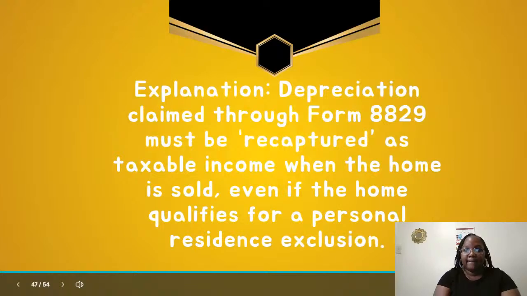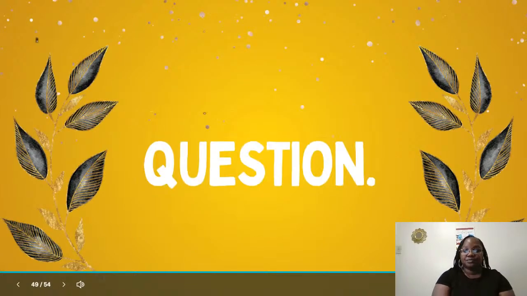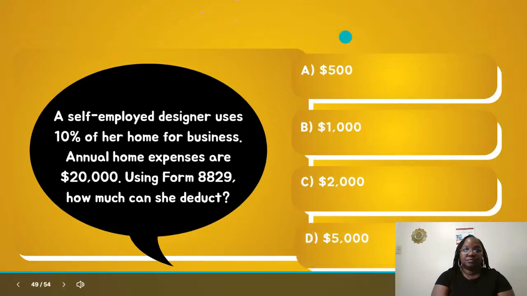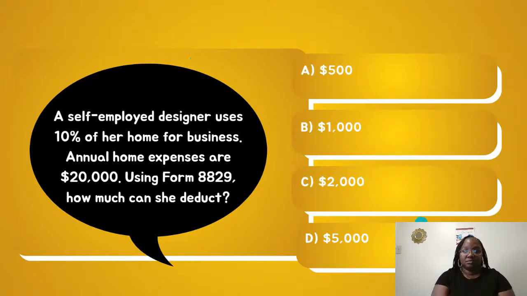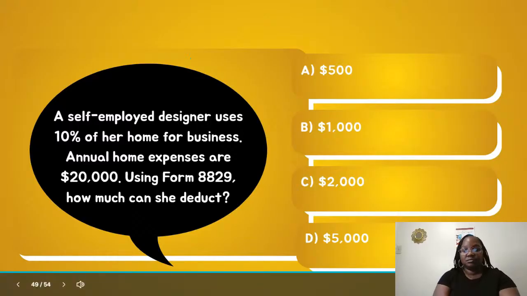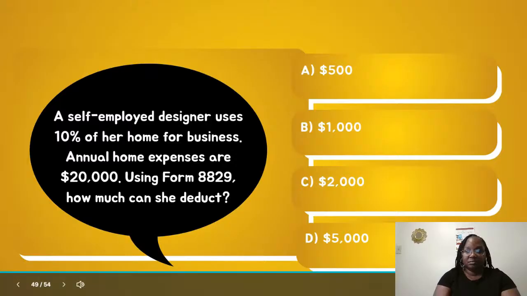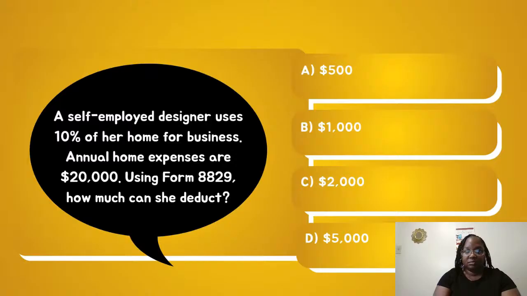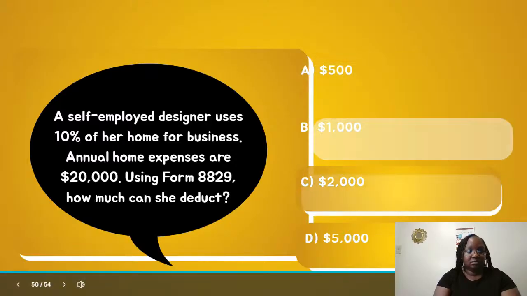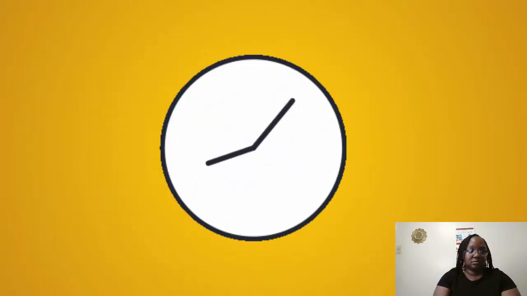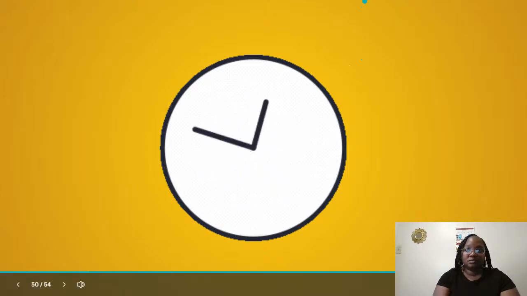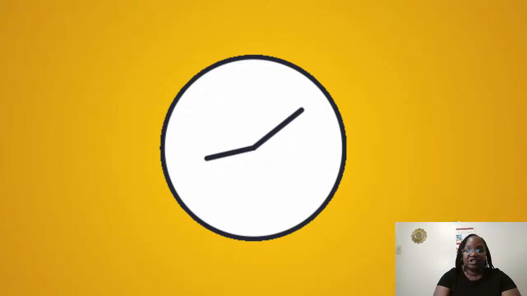All right, moving right along. A self-employed designer uses 10% of her home for business. Annual home expenses are $20,000. Using Form 8829, how much can she deduct? A. $500. B. $1,000. C. $2,000. D. $5,000. All right, how much do you think that she can deduct?